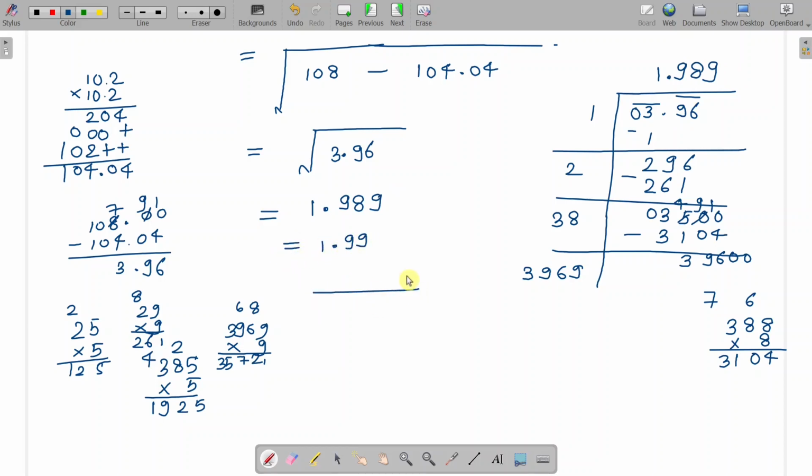This is the answer. So this solves the problem number 5 of miscellaneous exercise on chapter 13.